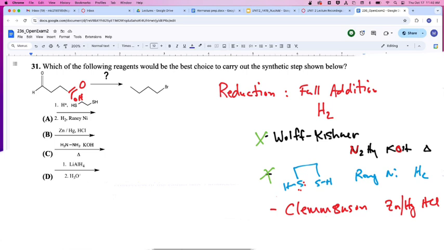The sulfur is what's attacking the carbonyl. Do I have another carbonyl? Yeah. Well, the Clemmensen is also going to have that issue. So what's the reactivity of the carboxylic acid versus the aldehyde? It's greater. The acid is more reactive?